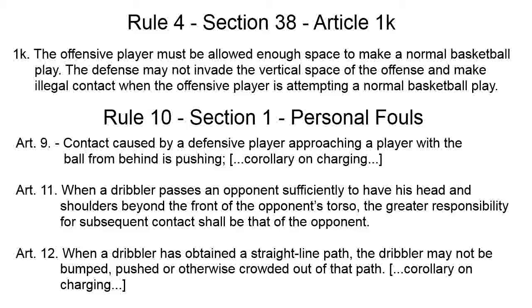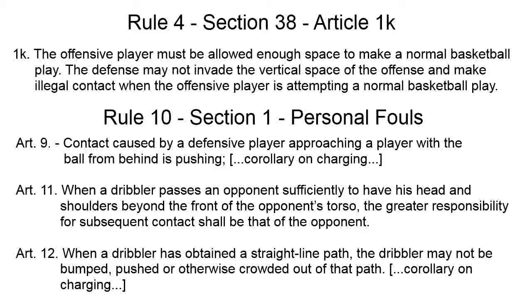Rule 4.38.1K states, the offensive player must be allowed enough space to make a normal basketball play. The defense may not invade the vertical space of the offense and make illegal contact when the offensive player is attempting a normal basketball play. I can definitively state that the first half of the rule makes no sense.